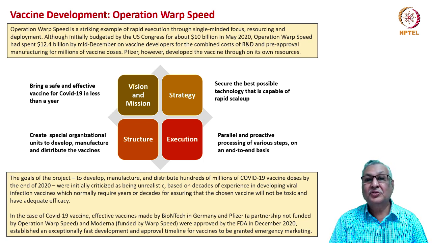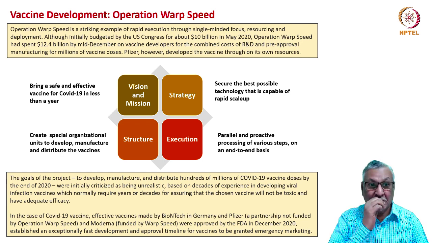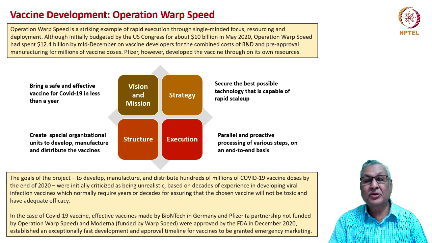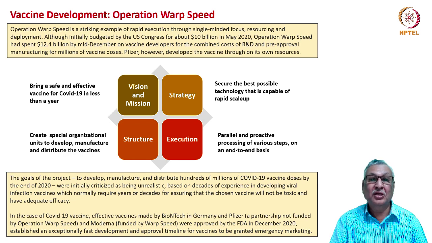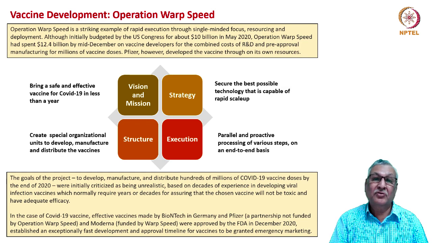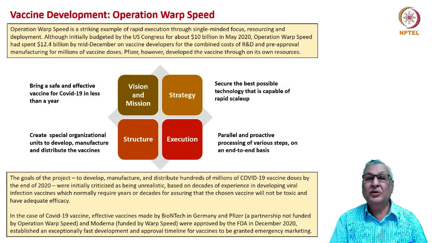Although initially budgeted by the US Congress for about $10 million in May 2020, Operation Warp Speed had spent $12.4 billion by mid-December 2020 on vaccine developers for the combined costs of R&D and pre-approval manufacturing for millions of vaccine doses. Pfizer, however, developed the vaccine through its own resources. Let's be clear that India did all of this through its Bharat Biotech ICMR seeded Covaxin vaccine as well. So it is possible for us to have billions of dollars supporting the technological development at a rapid pace. We may also not have billions of dollars but may have only millions of rupees, yet develop an effective vaccine.